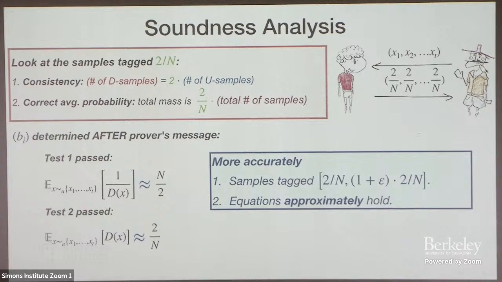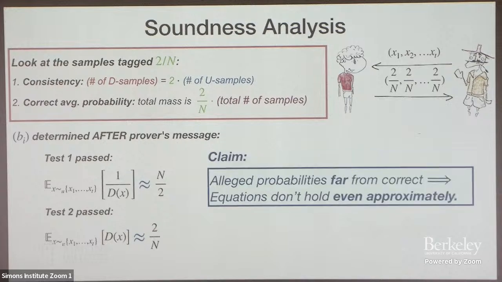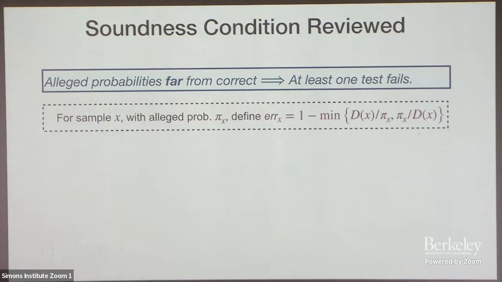So this begs the question: is what I just said robust to these small changes? And it is actually robust in some sense. What I want to argue is that if the alleged probabilities that the prover provides are far from being correct, then these equations don't even hold in approximation. So they're far from being correct, and the tests are, let's say, flagrantly false.